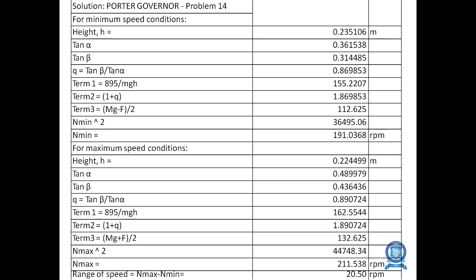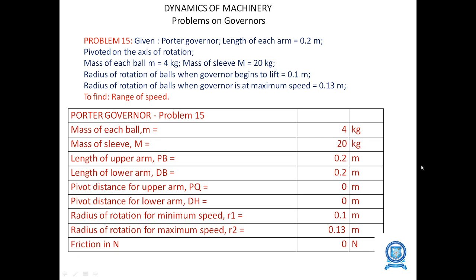First we should find h and tan alpha, next tan beta. These are the steps to find the values. So N minimum becomes 191.0368 rpm. Next, for the maximum speed condition, find N max. The N max value is 211.538 rpm. The range of speed is the difference between maximum and minimum speed. After finding these two values, the difference, 211 minus 191, is about 20.50 rpm.